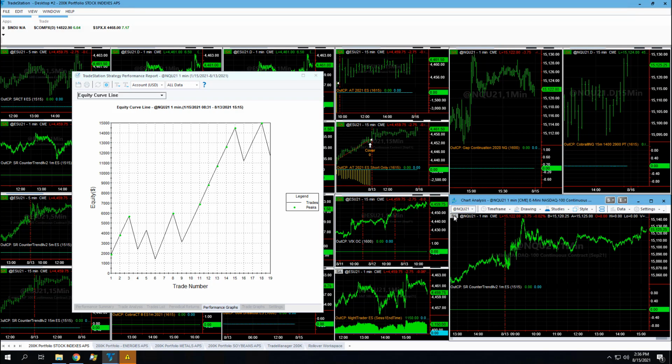This is Sunday afternoon, August the 15th. Thought about this all weekend and wanted to make sure you had the latest, best setup for the current market environment for the 200K portfolio.